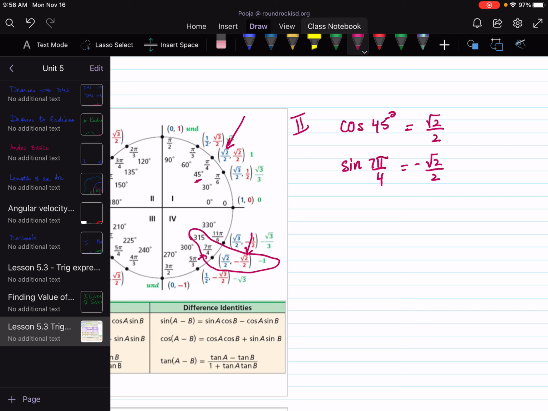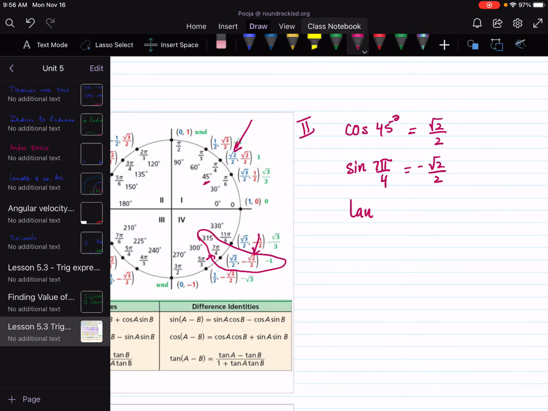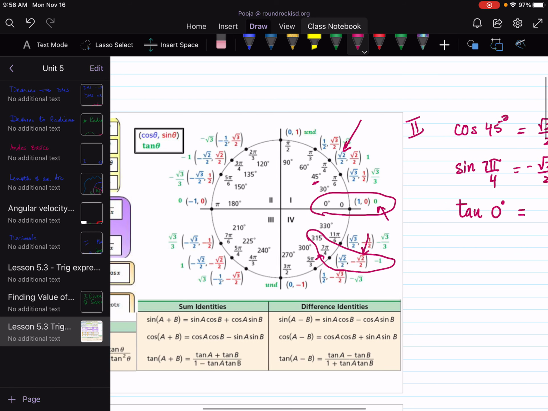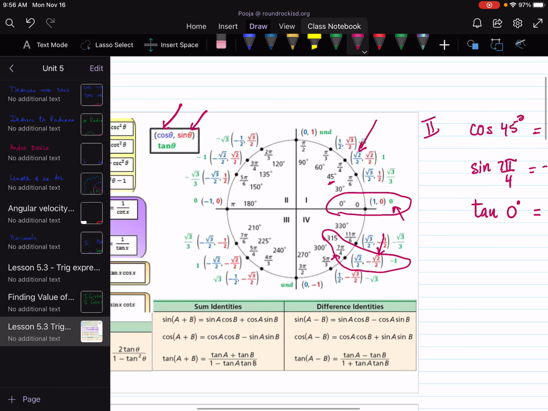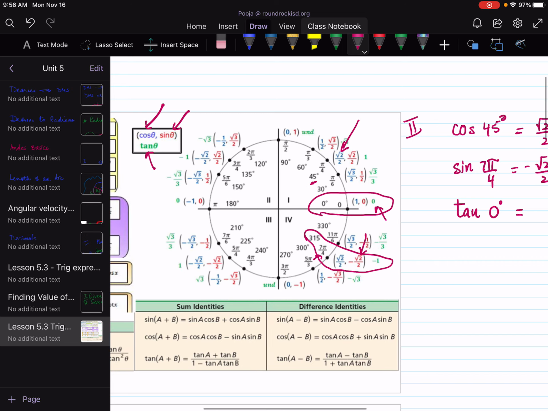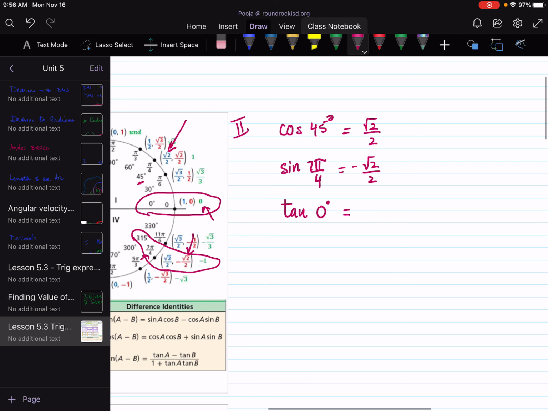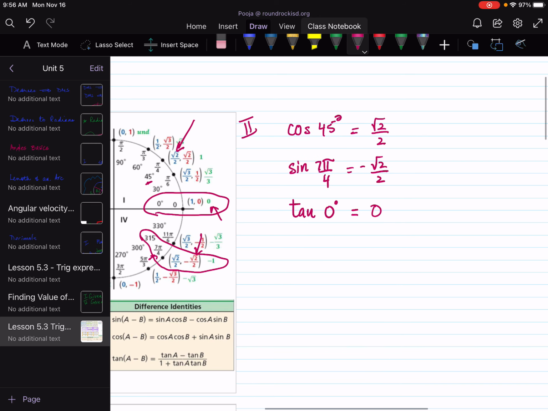Something simpler, let's say tangent of 0 degrees. So all the zeros are right here, conveniently located: 0, 0, 1, 0, 1, 0. Tangent, as I said, is the outside one. Also, there's a key listed right here. If you stick to this particular unit circle, tangent is the one in green. So tangent of 0 is 0.